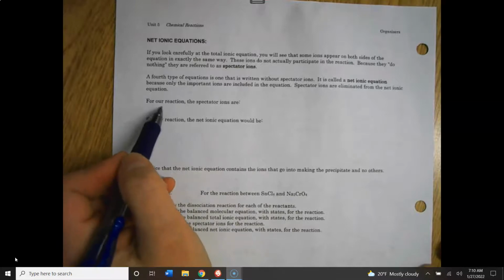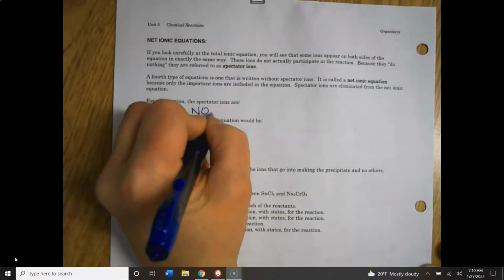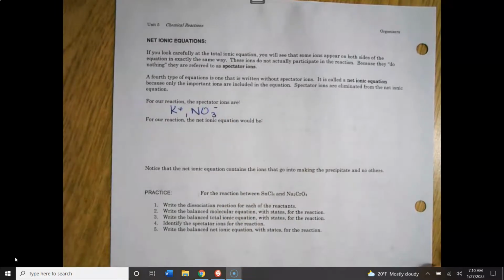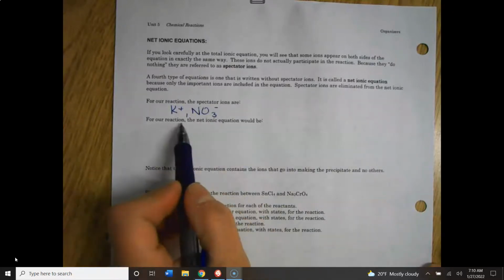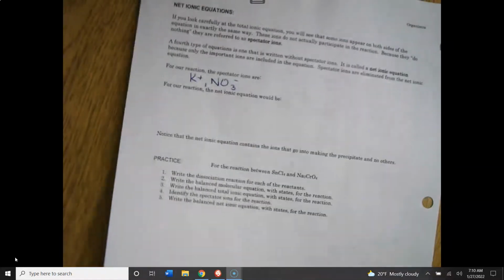So for our reaction, we said the spectator ions were potassium and nitrate. There's no need to put numbers in front. We're just identifying what they are. We're not worried about how many there are. But then what's left, our net ionic reaction, is what I had circled before. So it's going to be the 3 lead ions that are aqueous coming together with the 2 phosphate ions that are aqueous to make solid lead phosphate.